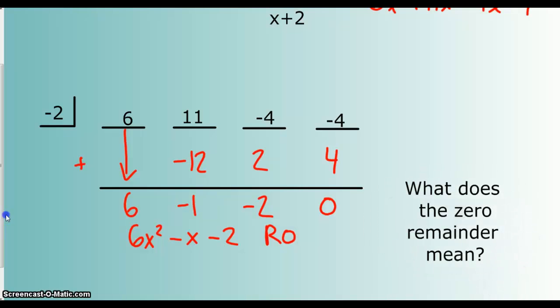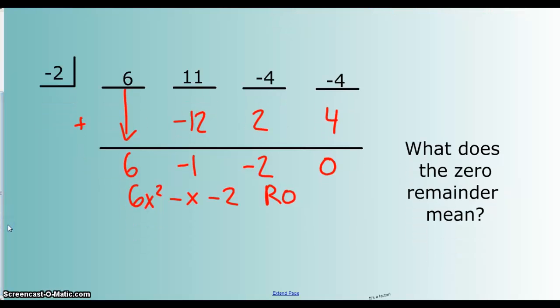What does the 0 remainder mean? So if there's no remainder, what can that mean? It's a factor. That means if it goes in evenly, it's a factor. So if there was a way to factor it, it would go in perfectly. Okay, let's take a look at the next question.